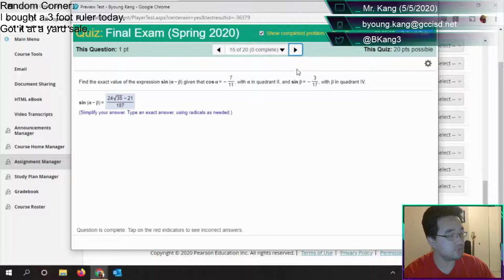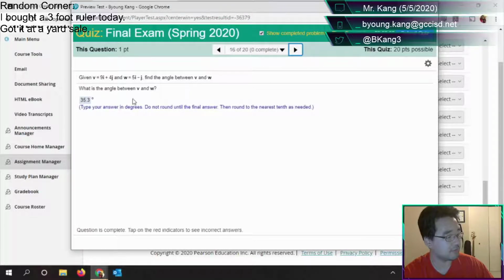This is a 2 triangle problem because you have to draw alpha, you have to draw beta. So this, in quadrant 2, you draw a triangle with an adjacent of negative 7 and a hypotenuse of 11. Beta, over in quadrant 4, you draw an opposite of negative 3 and a hypotenuse of 17. Pythagorean theorem for both to find the missing side. And then just do the sine subtraction formula: sine alpha cosine beta minus cosine alpha sine beta.